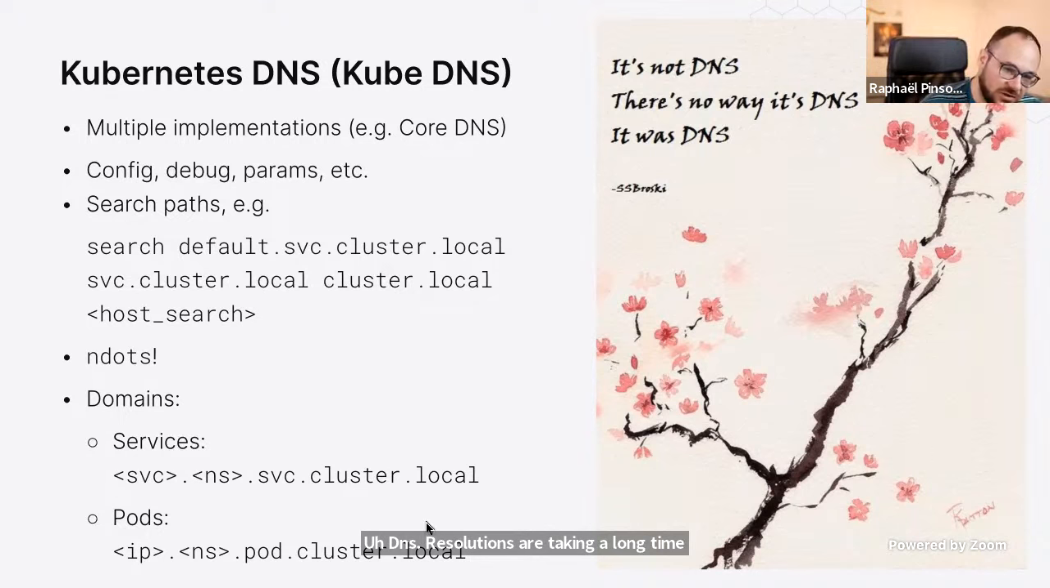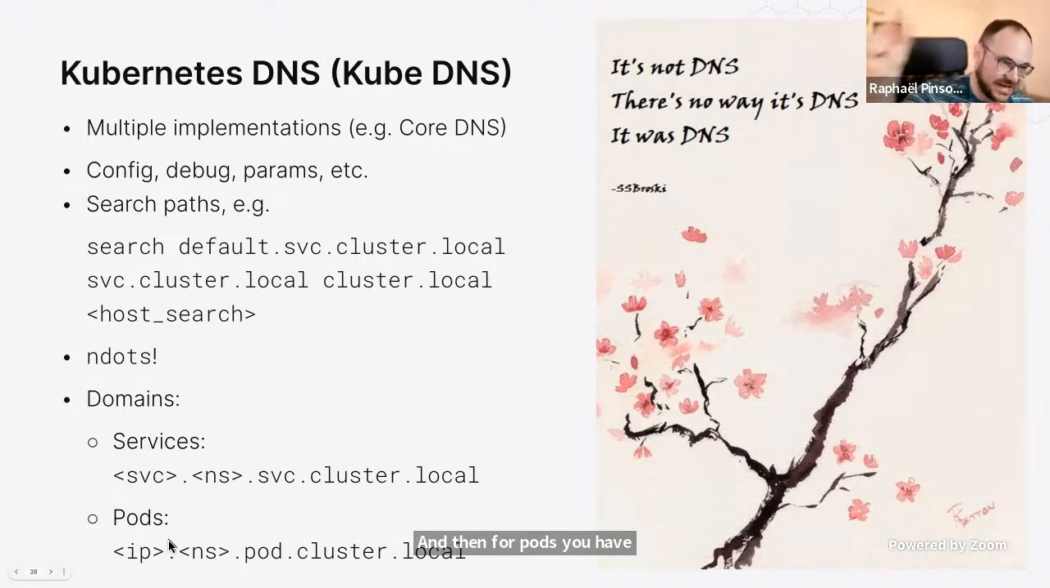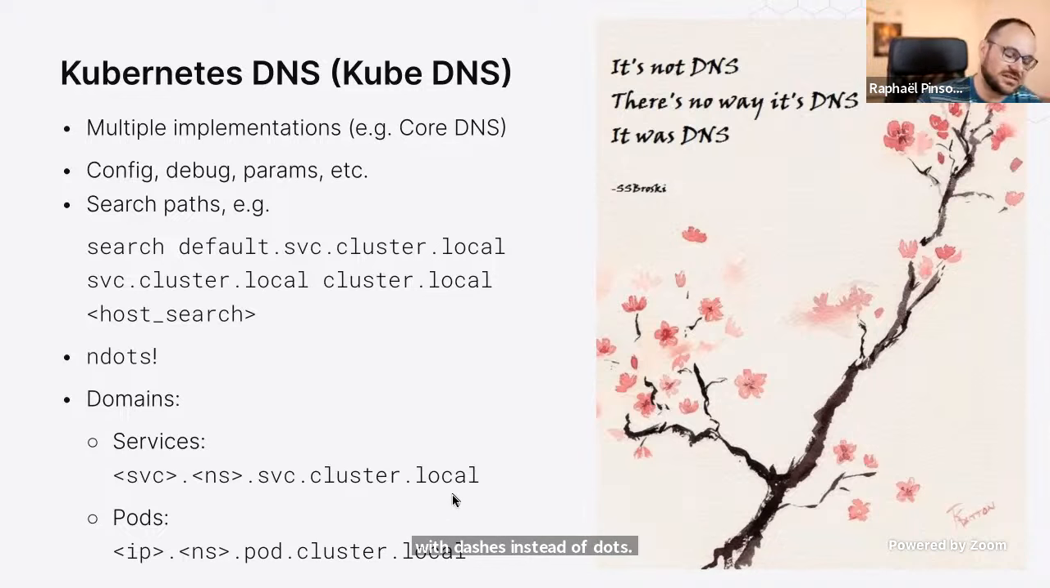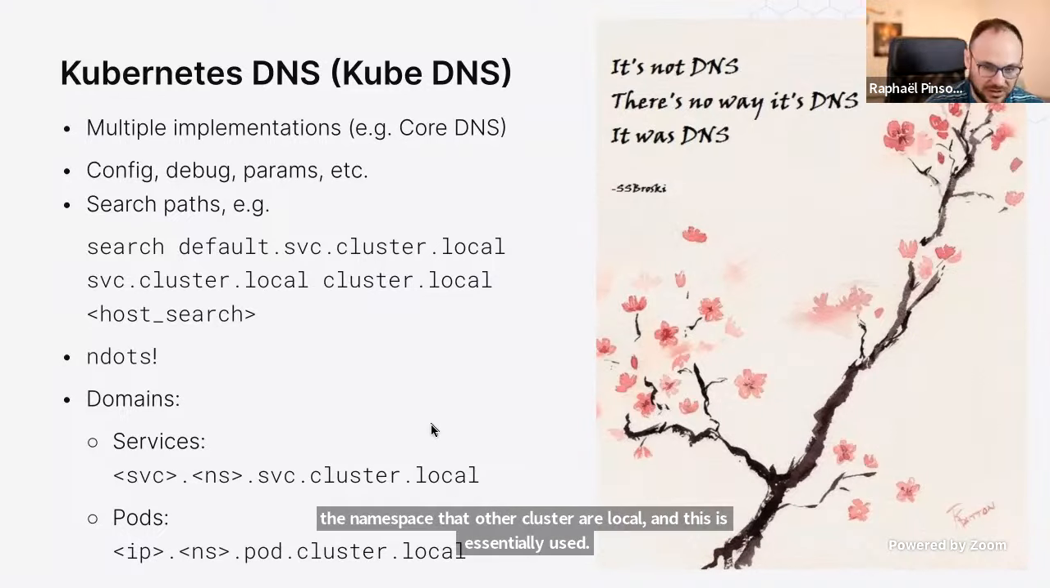Finally, two domains that are used for DNS resolution in the cluster. This one is very, very known. The name of the service.namespace.svc.cluster.local is typically how you resolve a service using service discovery with kube-proxy or a replacement. And then for pods, you have the same with IP addresses with dashes instead of dots. The namespace.pod.cluster.local, and this is essentially used to facilitate the exchange of certificates for pods.